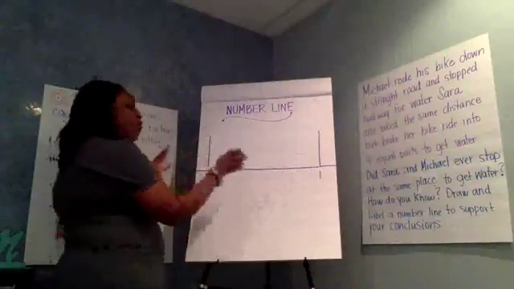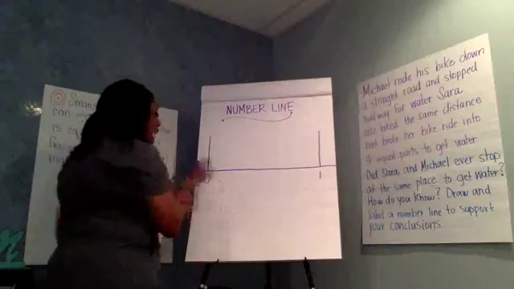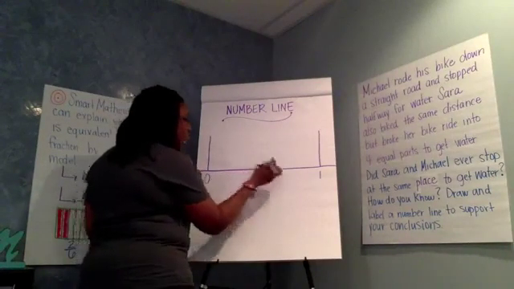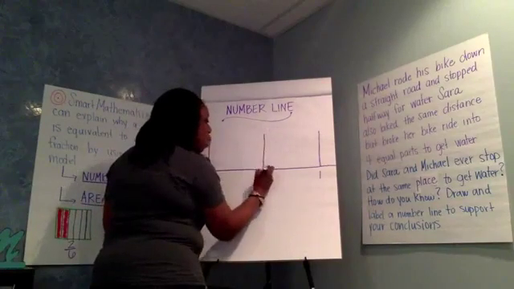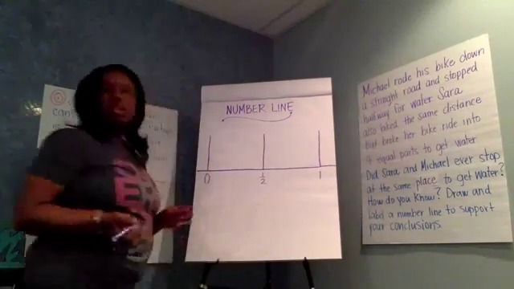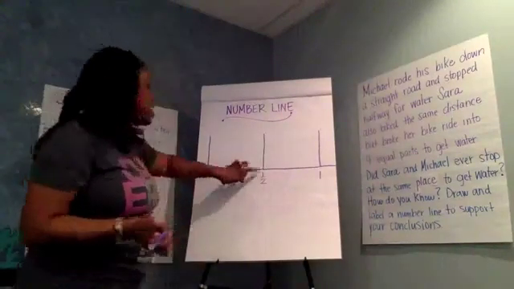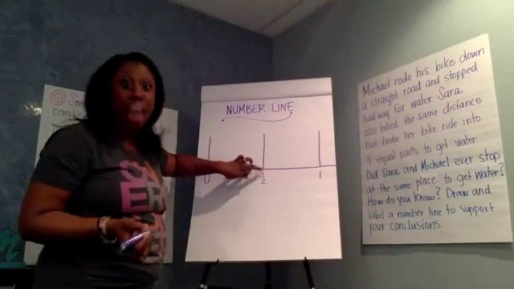So halfway would be half of 20. Half of 20 is 10. So I'm going to count 10 spaces. 1, 2, 3, 4, 5, 6, 7, 8, 9, 10. So here is 1/2 of the road that Michael rode on. So at this place right here, that's where Michael stopped to get water.